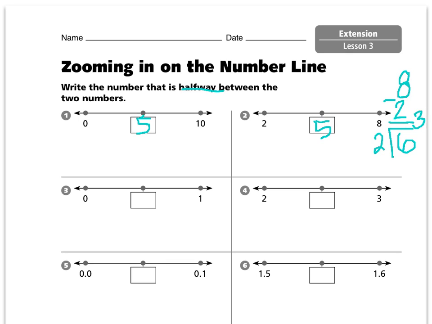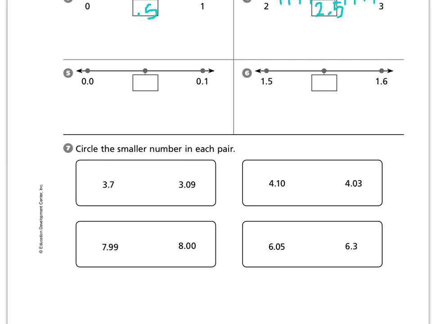Between 0 and 1, I know that there are little tick marks that would represent tenths. So I know that it would be 5 tenths. Between 2 and 3, the same thing. I have tenth marks, and I know that between 2 and 3, halfway would be 2 and 5 tenths, or 2.5.